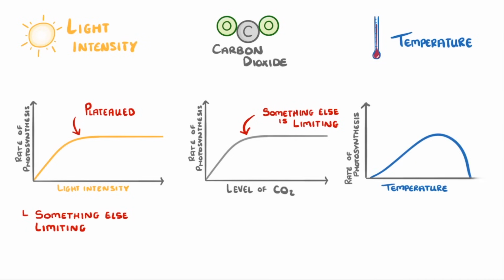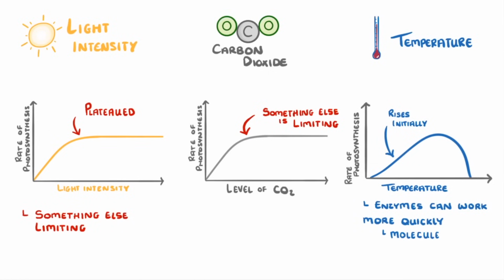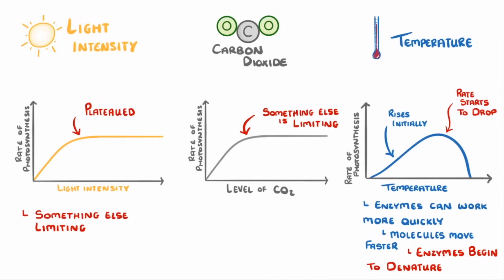The graph for temperature is slightly different though. Although the rate does rise with temperature initially, because the enzymes involved can work more quickly, and the molecules can move faster, after a while the rate starts to drop again, as the enzymes involved begin to denature. By about 45 degrees, they're fully denatured, and the rate of reaction falls to 0.